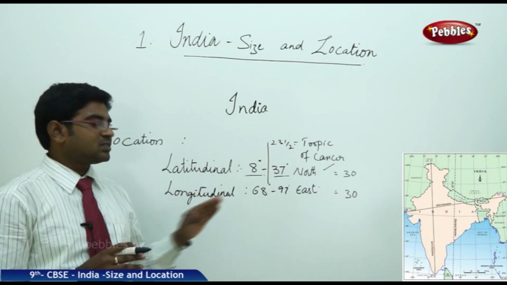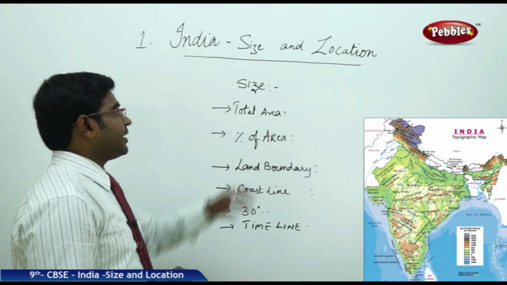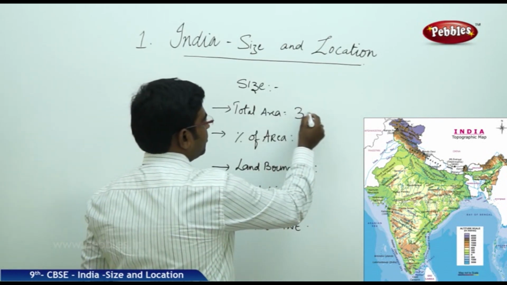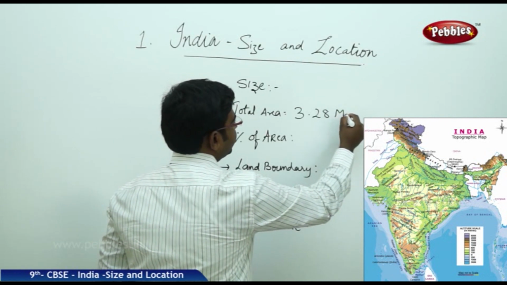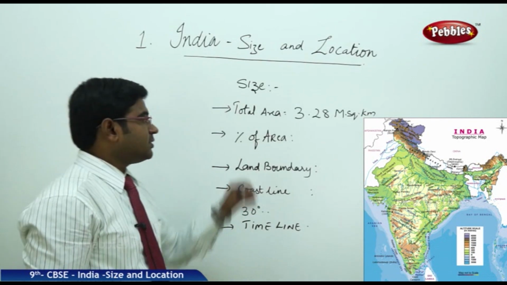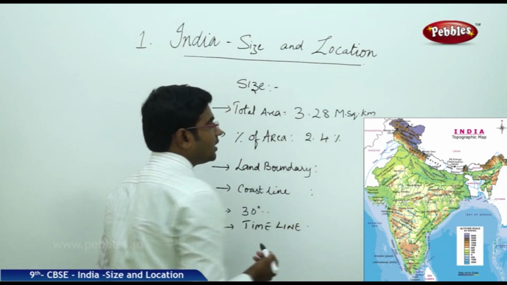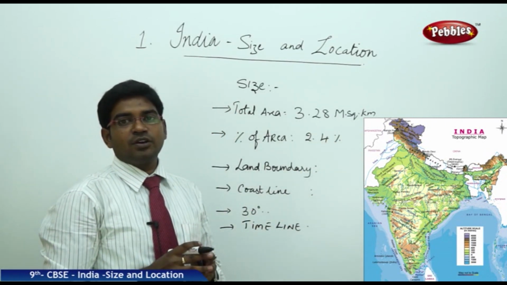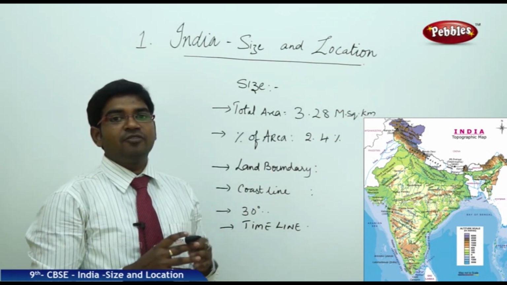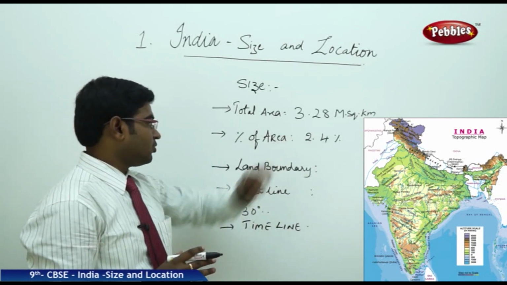Now let us understand the size of India. The total area of India is 3.28 million square kilometers. This accounts for nearly 2.4% of the entire geographical area of the world. Now, 3.28 million square kilometers is really a very vast land. India covers a large region under its influence.